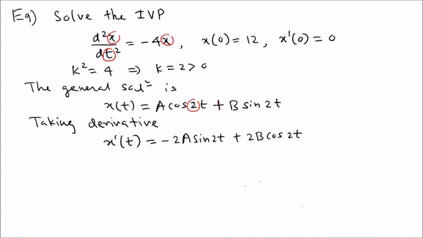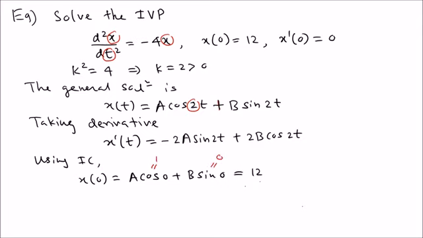Now we can use the initial conditions. So using the initial condition x(0), that means plug in 0 for t. So you're going to get a cos 0 plus b sin 0, which equals 12. This is given. Now we know that cos 0 equals 1, sin 0 equals 0. So this simply implies that a times 1, that means a, plus 0 equals 12, that means a equals 12. So we find one value.